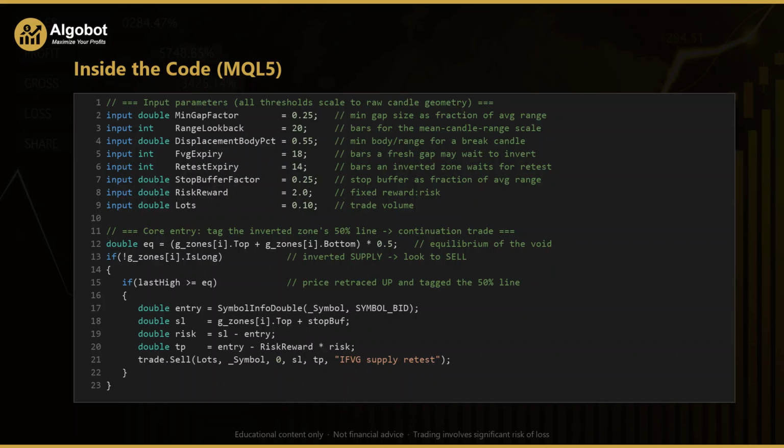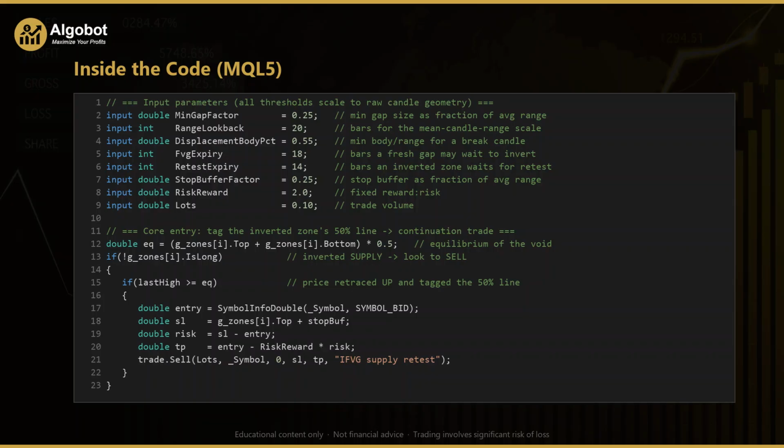Below the inputs is the core entry logic. The line computing EQ takes the top and bottom of the inverted zone and averages them. That's the 50% equilibrium line. The code then checks the zone's direction. When the zone is an inverted supply zone, it looks for the last candle's high to reach or exceed that equilibrium line. The moment price tags it, the EA reads the current bid price as the entry.